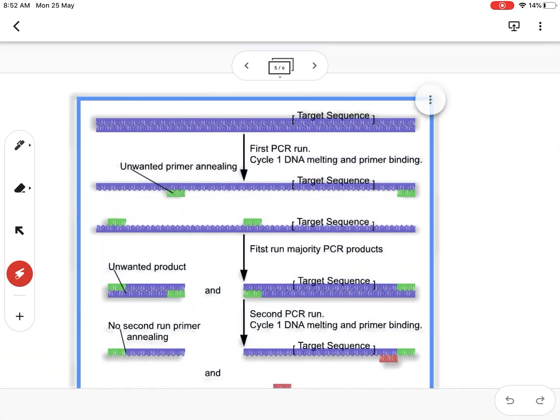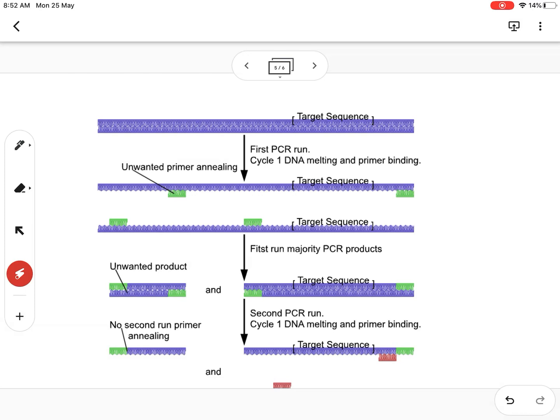So here you can see that there is a target DNA. It is a very large DNA. That gene target sequence is present in a large DNA molecule, and this large DNA molecule is subjected to the first cycle, the first PCR run with the outer primer. This outer primer binds to this large DNA. Now since the template DNA is large, there are chances that the primers may bind non-specifically. So this is an unwanted primer annealing, and this is the desired primer annealing.